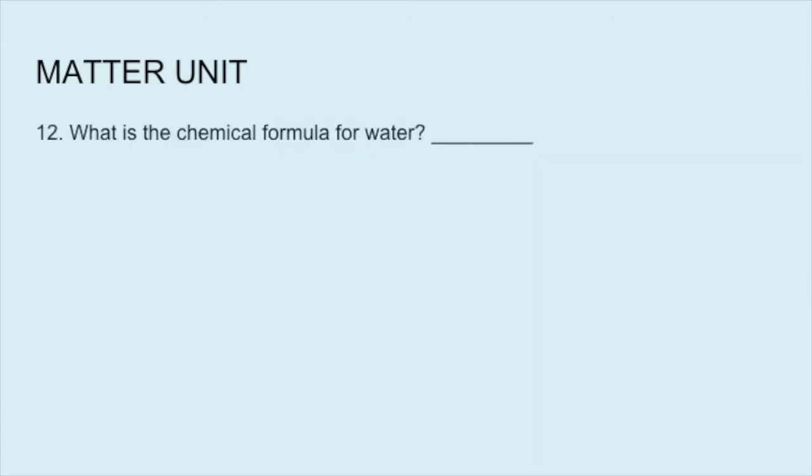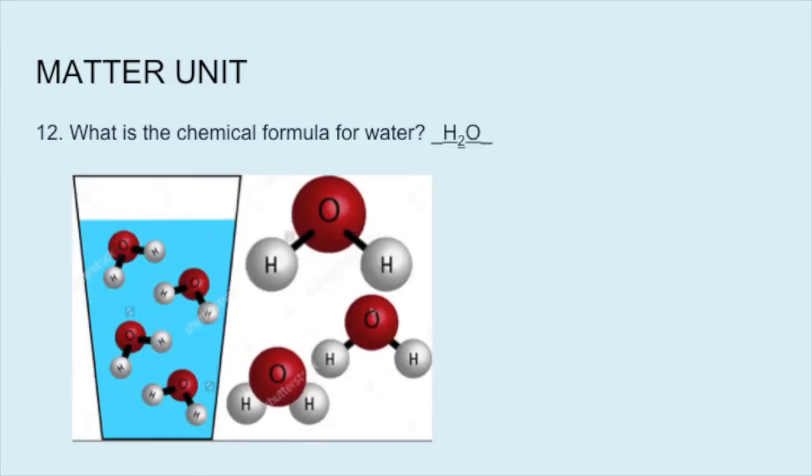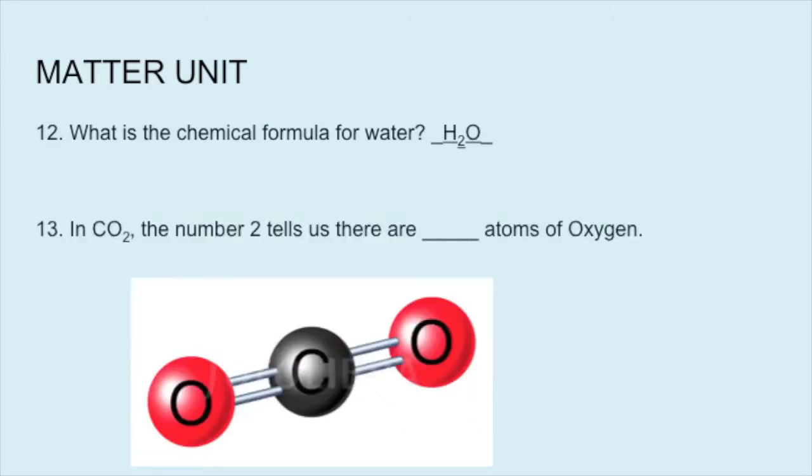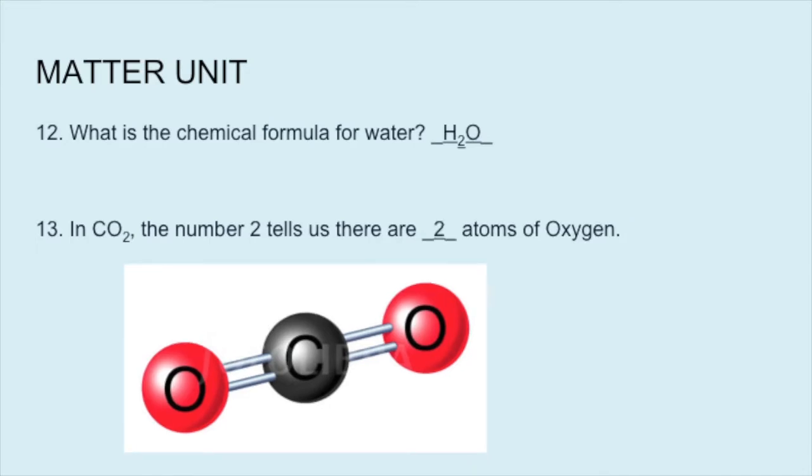All right, so next, what is the chemical formula for water? Most of us know that it is H2O, but here's some pictures of our oxygen connected to our 2 hydrogens. In CO2, the number 2 tells us that there are 2 atoms of oxygen, and there's another picture for you.